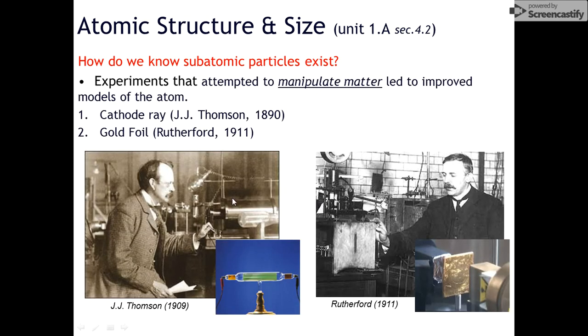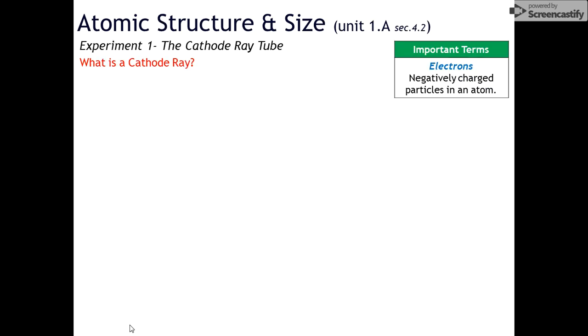Well, there are two experiments that attempted to manipulate matter and essentially led to improvements of models of the atom. One of the experiments that I'll talk about is the cathode ray by J.J. Thomson, which is here below. And the other experiment is the gold foil, by Rutherford, 1911, which is here below. So we'll go ahead and start talking about them right now.